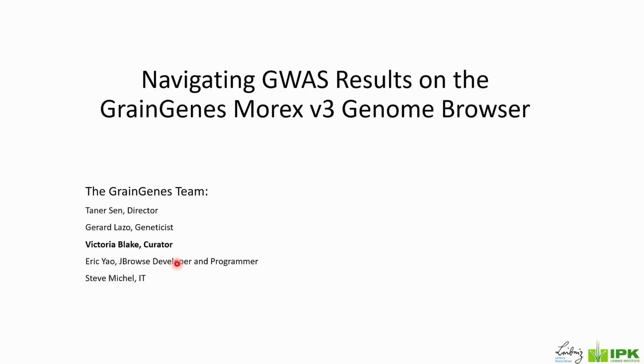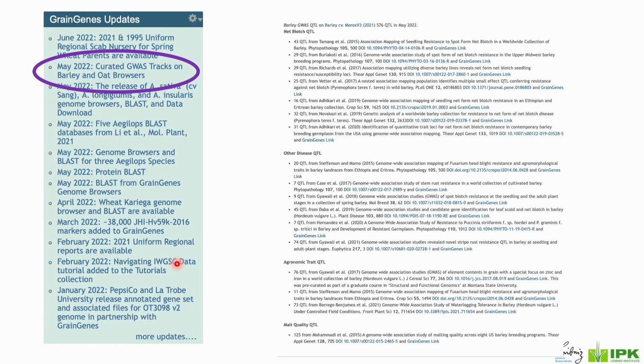And I was then very pleased to see that GrainGenes, especially Victoria Blake, has made an effort to curate data sets from the literature. So they have, in May 2020, added to the genome browser of barley curated GWAS tracks from quite a number of publications on different diseases. So they have 576 QTLs for net blotch. Then they have many different diseases, but also other agronomic traits and also malt quality. That's really a very important activity.